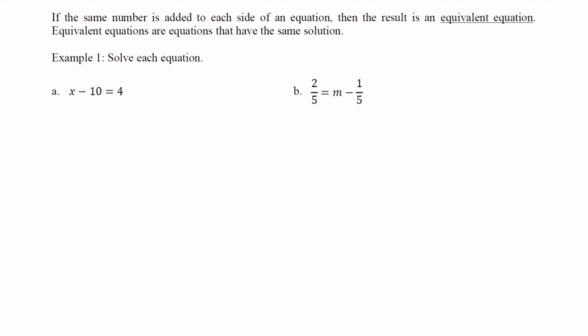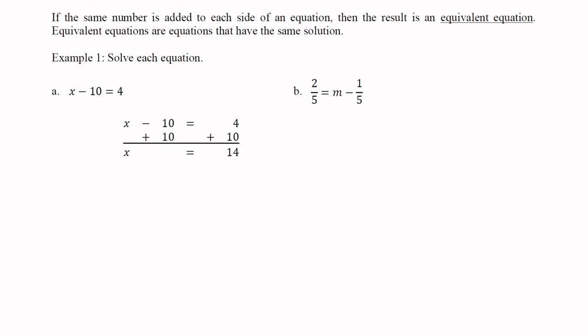So let's do a couple of examples and solve these two equations. Let's start with equation A. x minus 10 equals 4. We take that equation, and to undo the subtraction of 10, we're going to add 10 to each side. When we add 10 to each side, the 10s on the left-hand side cancel out, leaving just x. And on the right-hand side, we do 4 plus 10, which gives us 14.